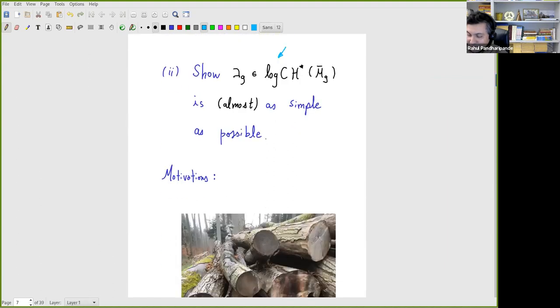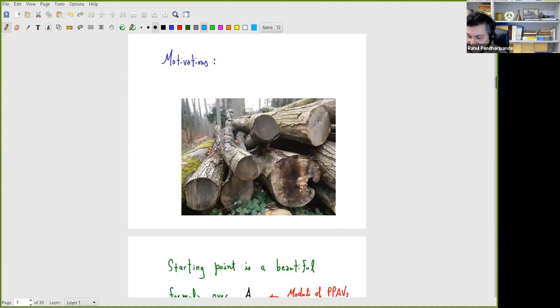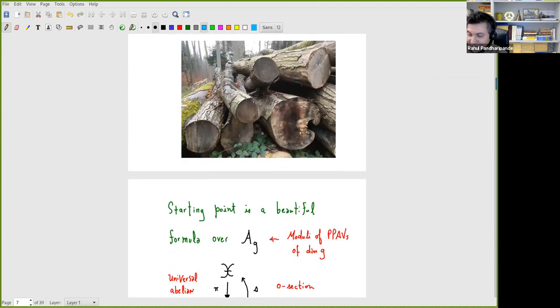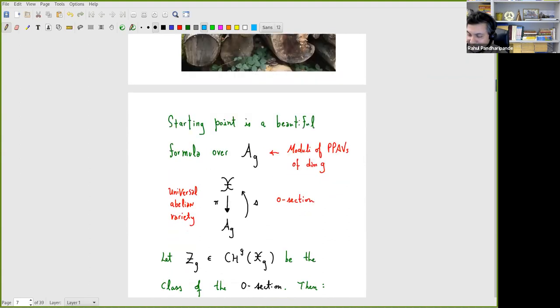So the motivations are mostly log geometry, and here's some logs near my house or apartment. So that's the motivations. So now the actual talk somehow starts. That was before, it was just the introduction.